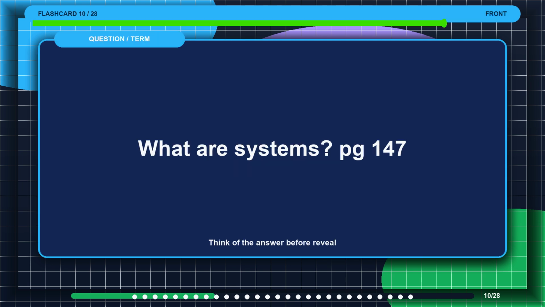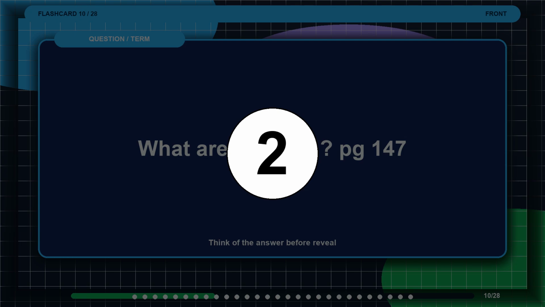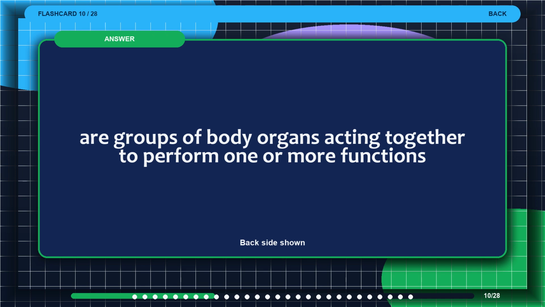Flashcard 10. What are systems? PG 147. Pause and think of the answer before the reveal. The answer is systems are groups of body organs acting together to perform one or more functions.